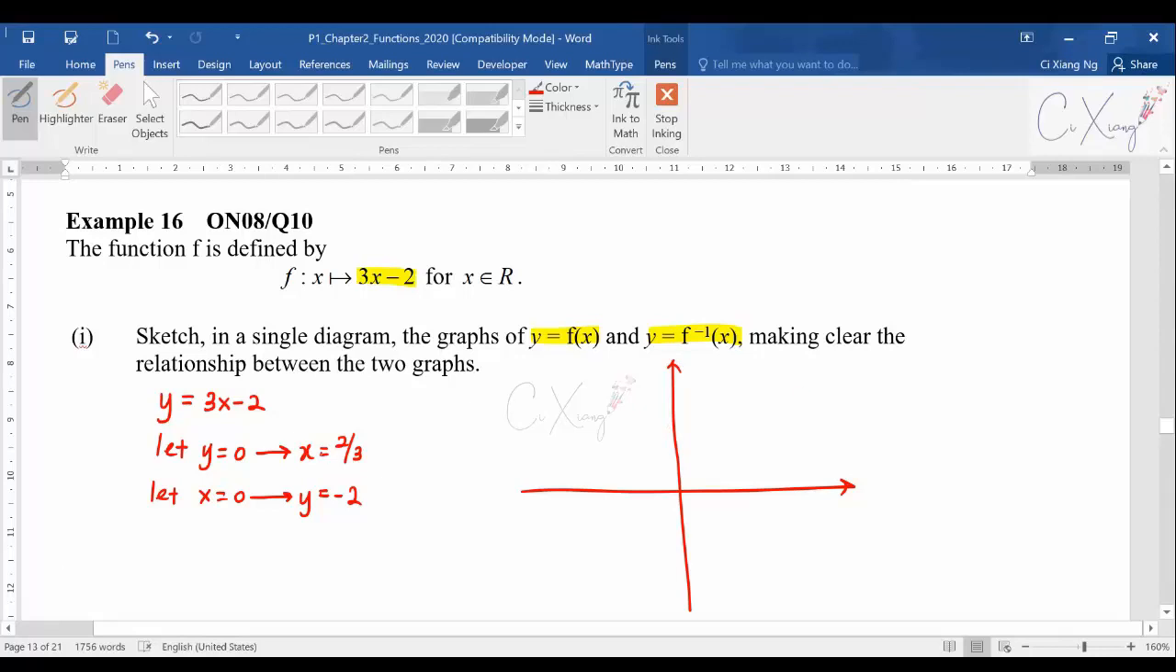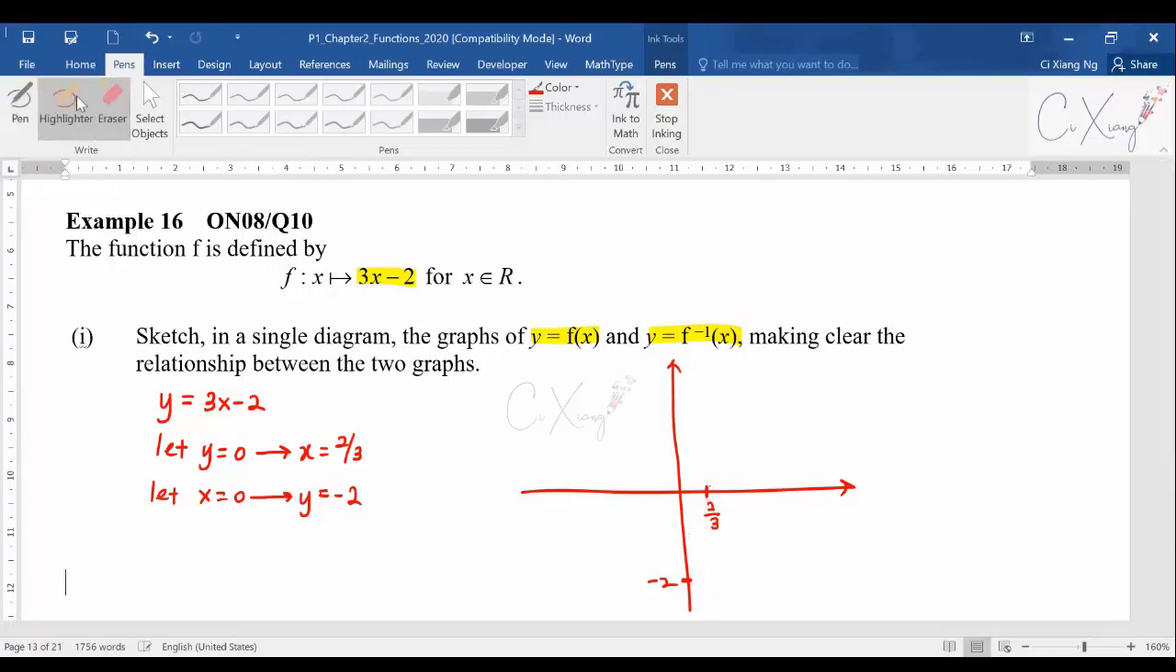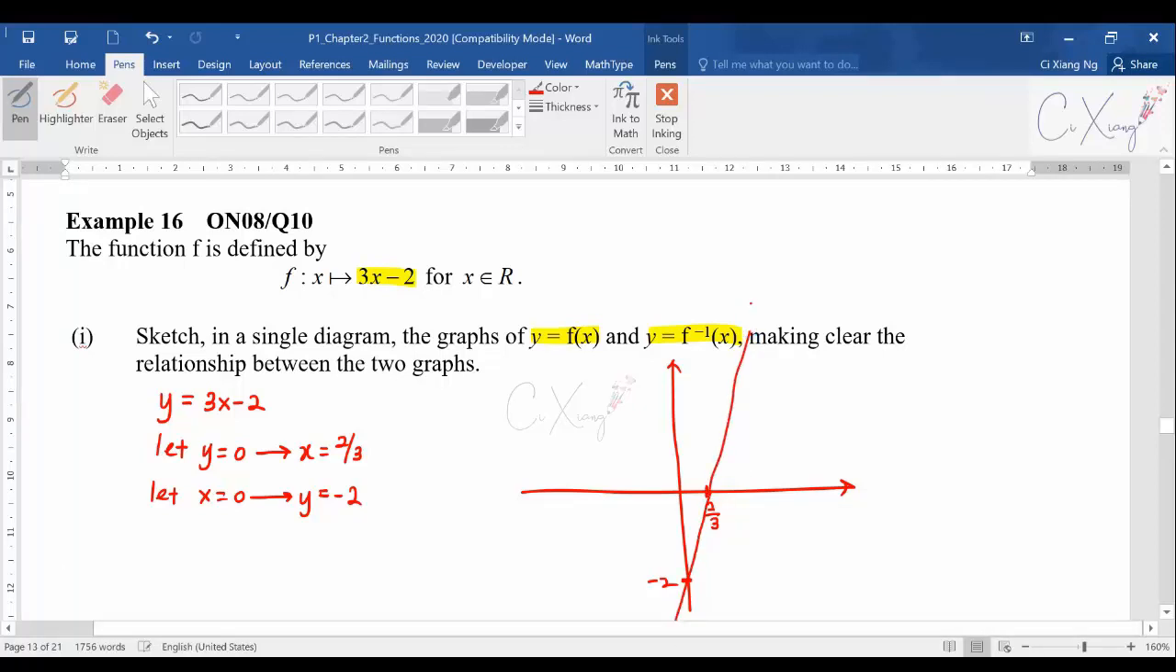For my original graph, I have the point 2 over 3, 0. I assume it is somewhere here. So this is 2 over 3. And then 0 and negative 2. Negative 2, I assume that it is here. This is negative 2. So if I sketch the graph, it will look something like this. You just use a ruler and connect these 2 points together. It should be a linear function. So this is f(x).